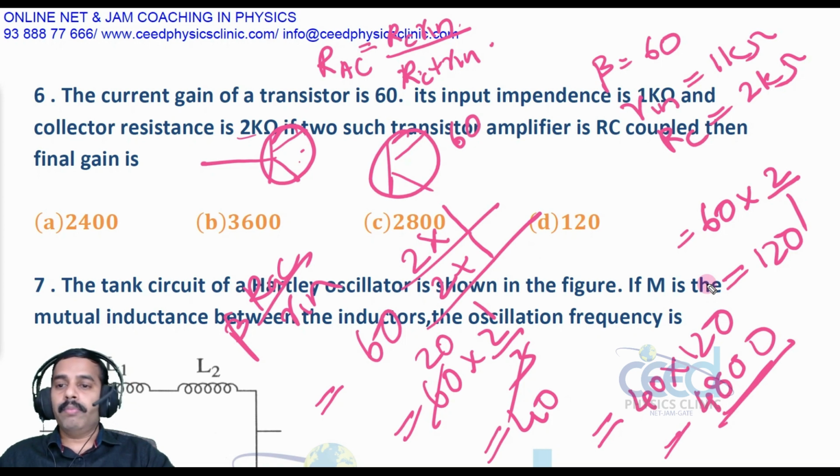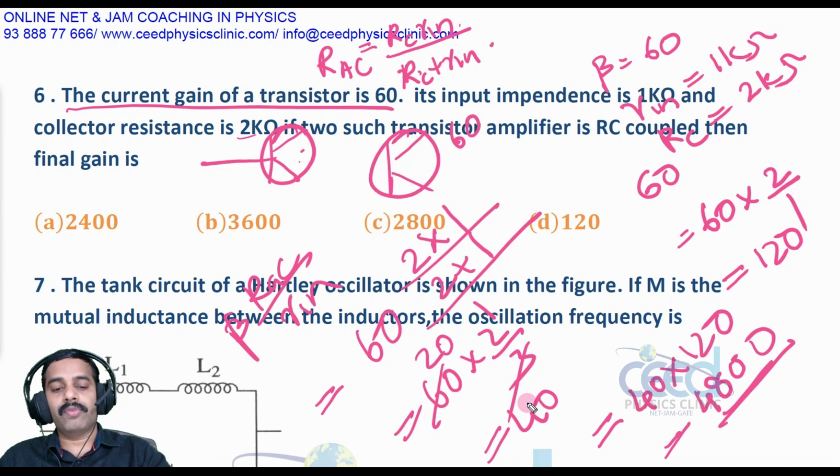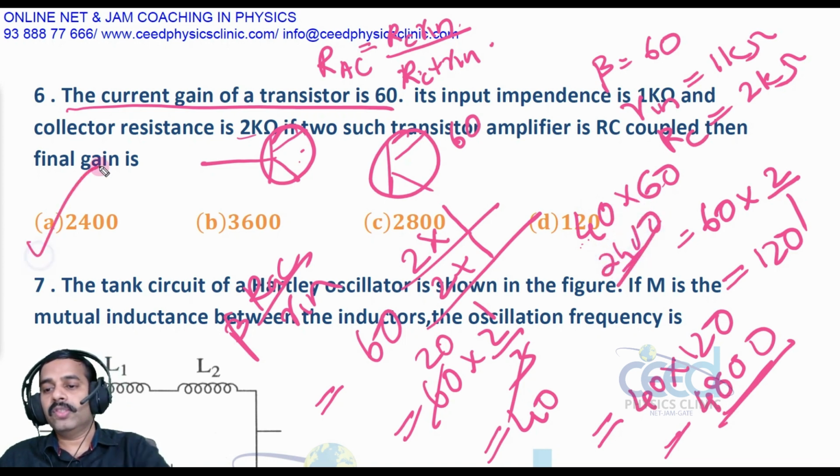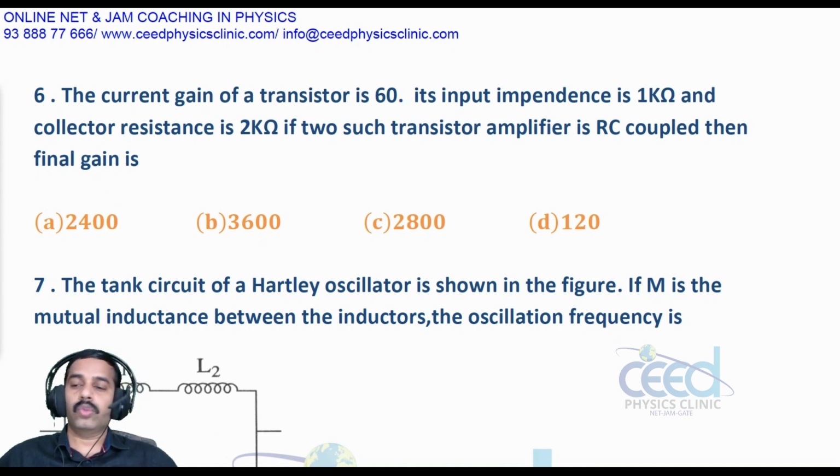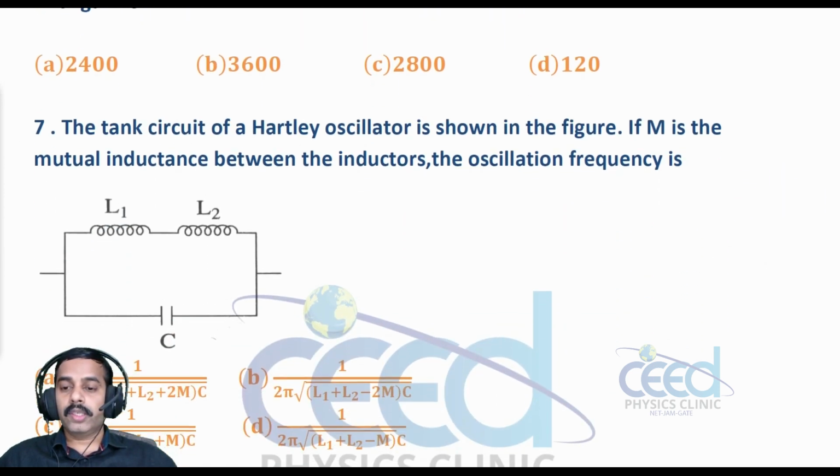Because the current gain is given in the question. Suppose the voltage gain is given; I think the question setters decided to put the voltage gain here. If it is voltage gain, the second stage gain is 60 and the first stage gain is 40. Then the answer is there, 4 into 6, that is 2400. As the current gain is given, we have to solve for the voltage gain, so there is no answer in the given options. Now let us come to another question.